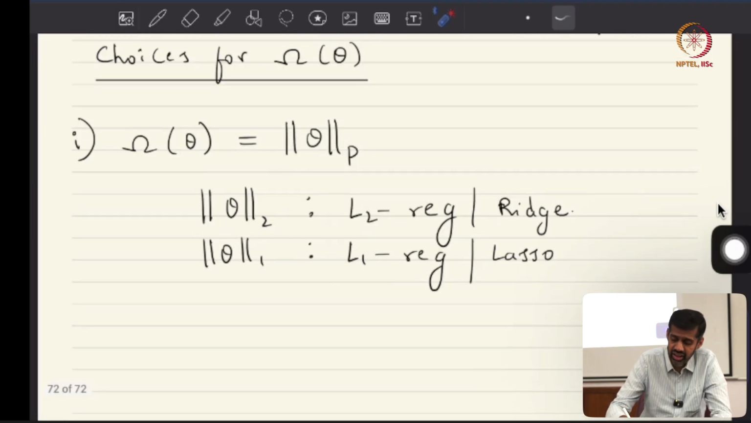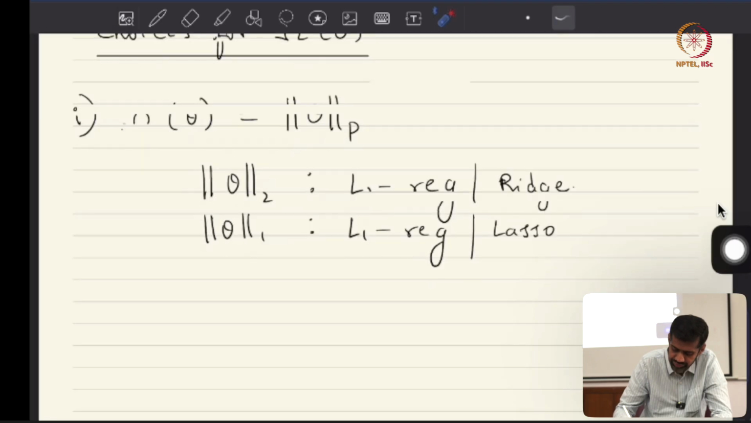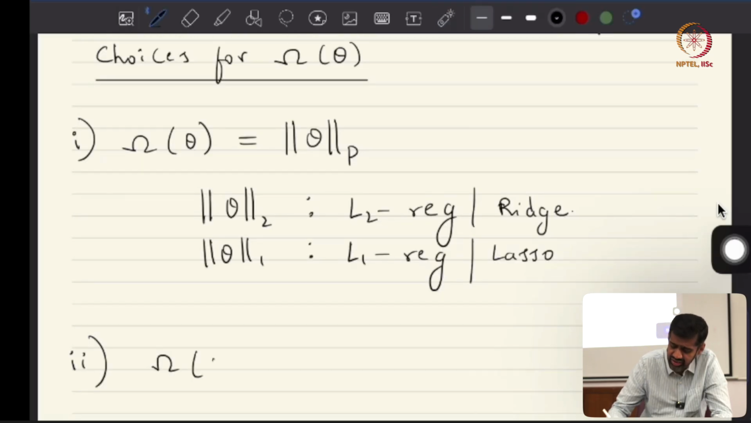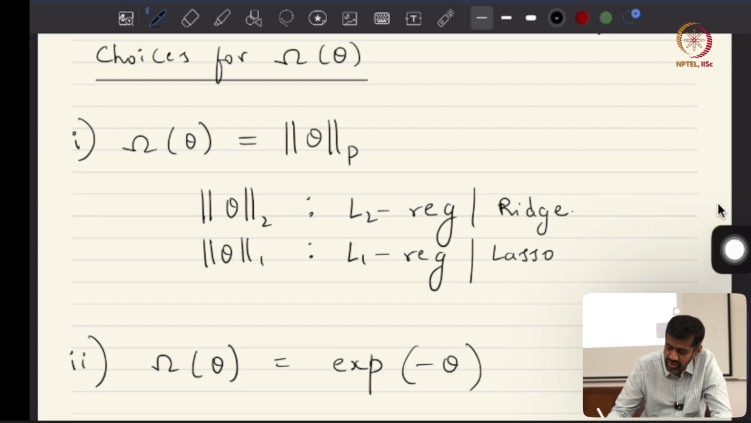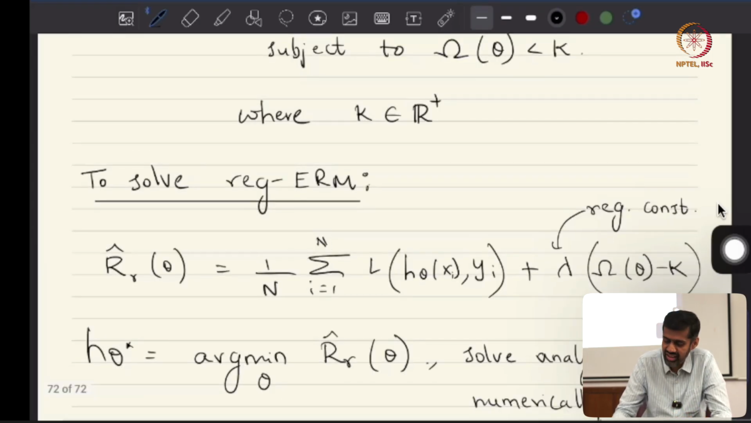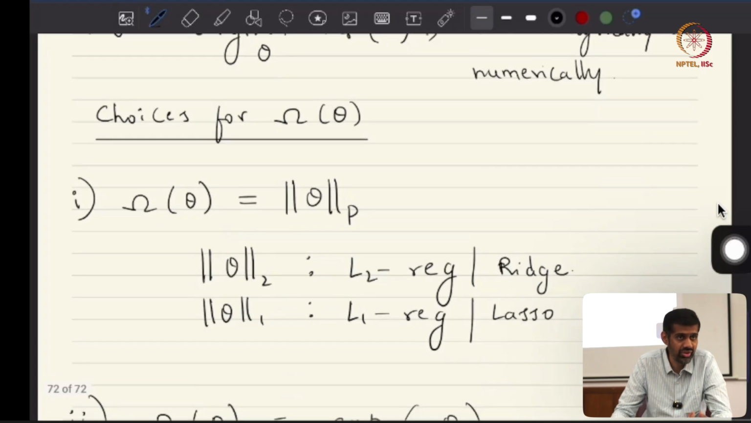Other choices can be, as long as it is a function that you are choosing, one can choose any function on this. So, you can actually make this some negative exponential of this. This can be another regularizer and so on. Again, it's a design choice. One can choose it to be anything. So, that's a possibility. So, we have answered two questions, which is how to solve regularized DRM, and what choices we have to make for the regularizer.